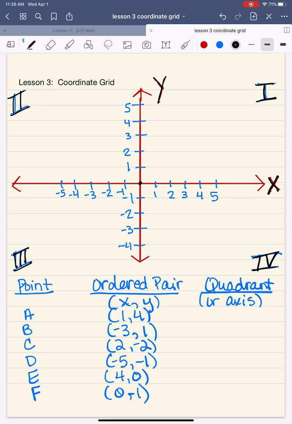So I have listed points A through F and some ordered pairs. Remember, we always list X first and then Y, just like in the alphabet. X comes before Y. And in this third column, we're going to list which quadrant it is, or if it's on an axis, we'll list which axis. So for point A, 1, 4, think about where I'm going to put that. X is 1, so I'm going to move 1 right, and then 4 up.